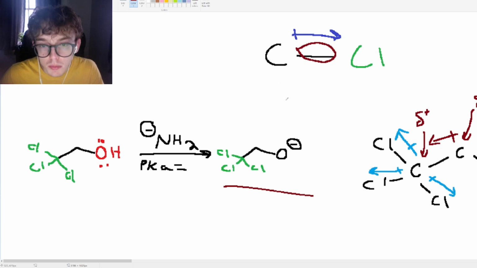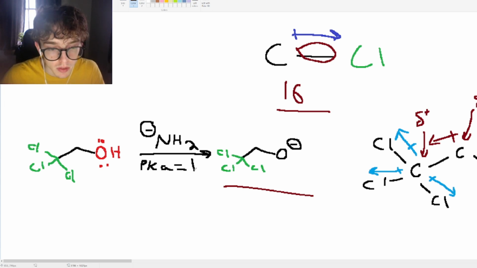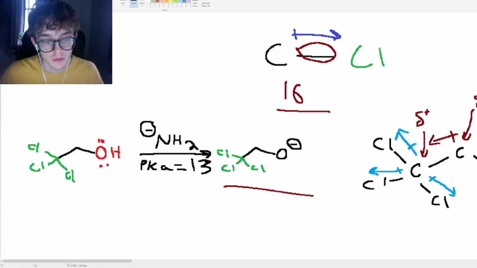When we look at ethanol's pKa, it's about 16. When we look at the pKa of trichloroethanol, it's going to be about 13. So that means about 100 times more acidic, I should say, than ethanol. And that's just because of induction.